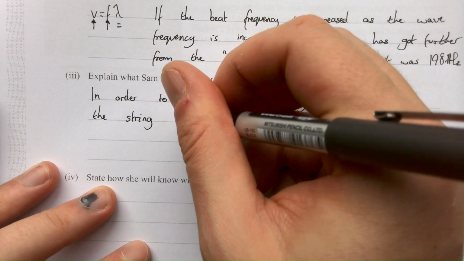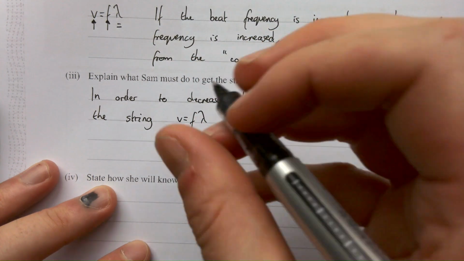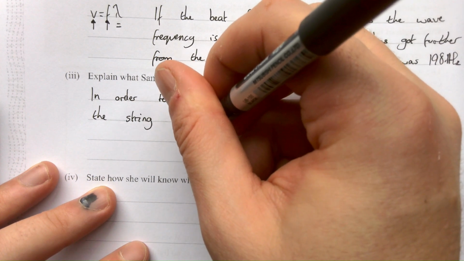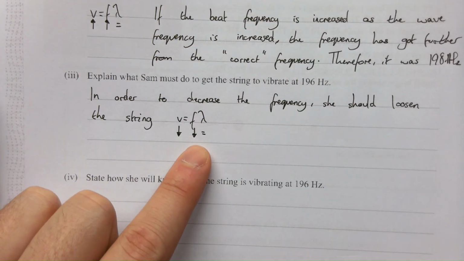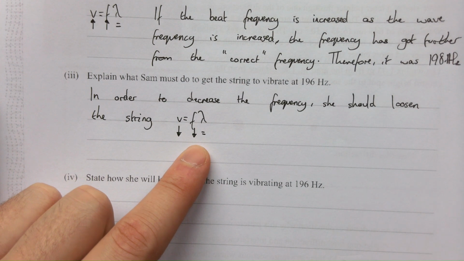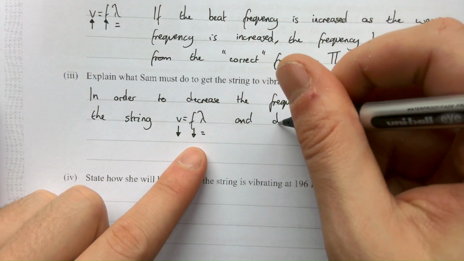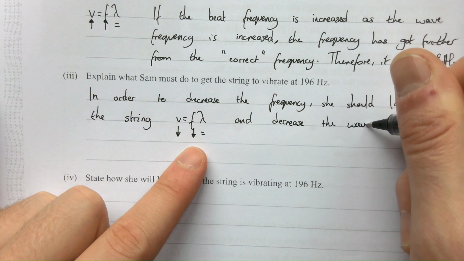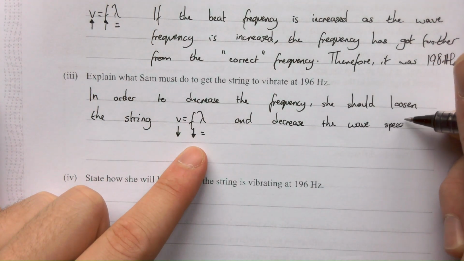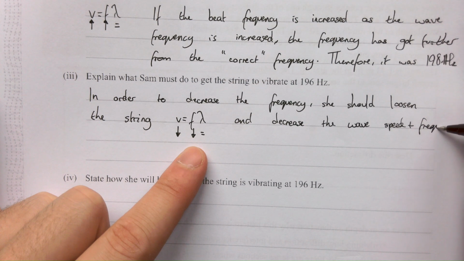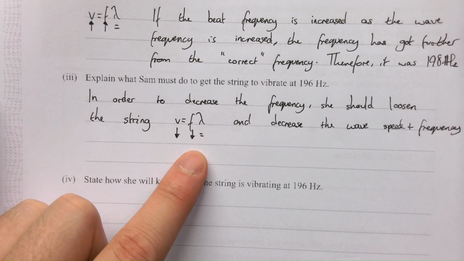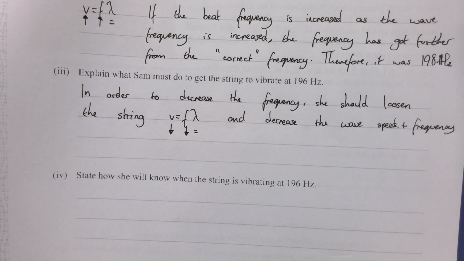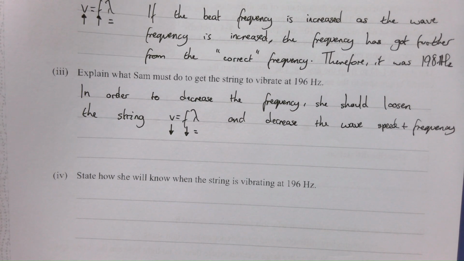And then again, we can quote the equation and say that as we decrease this, we're keeping the wavelength the same, so the frequency will decrease. And that's what I'm saying here. In order to decrease the frequency, she should loosen the string and decrease the wave speed and frequency. Okay?